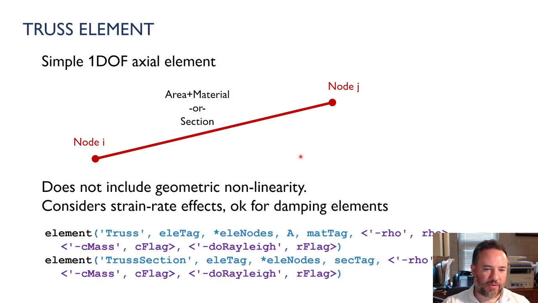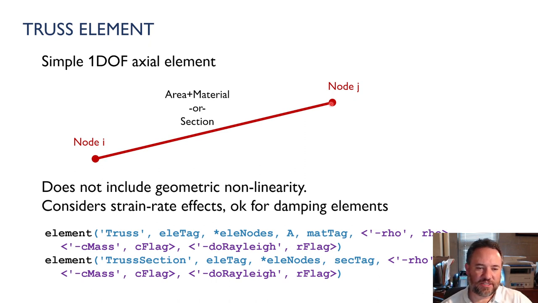Okay, so what kind of elements? The absolute simplest element is a truss element, right? It's an element that goes between two nodes and it only has axial behavior. It does not have any bending, does not have any shear. Why? Because a truss element by definition has pinned ends, so I can't actually rotate the ends. I can only displace them, right?